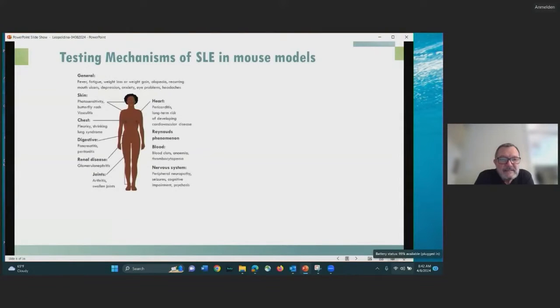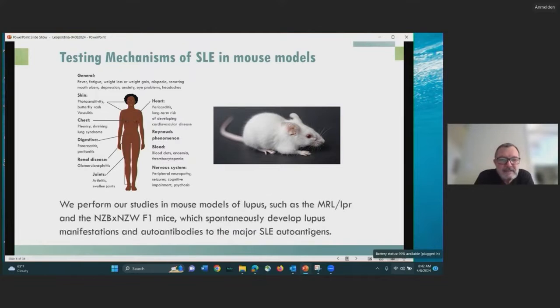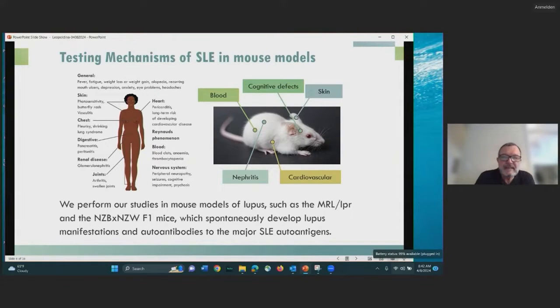And in our case, we are a lab that really studies the disease in a small furry creature, which is generally two strains of mice, either the MRL-LPR strain or the NZBWF1 mice, which spontaneously develop lupus manifestations and autoantibodies to the major SLE autoantigens. And they share many of the features as you're seeing here, including their skin, the kidney function, the heart functions, in their blood, and even, if you can measure it, cognitive defects in these small animals resemble some of the manifestations of patients.